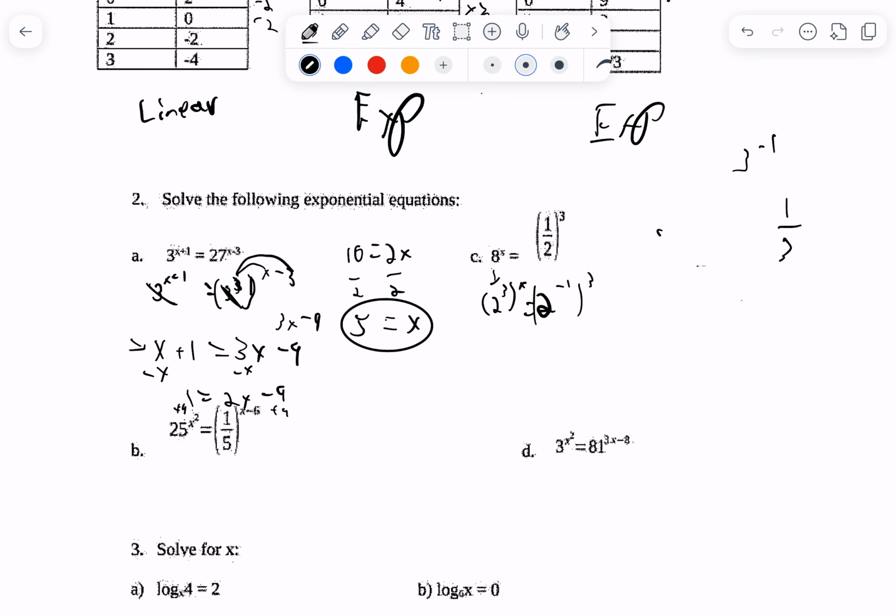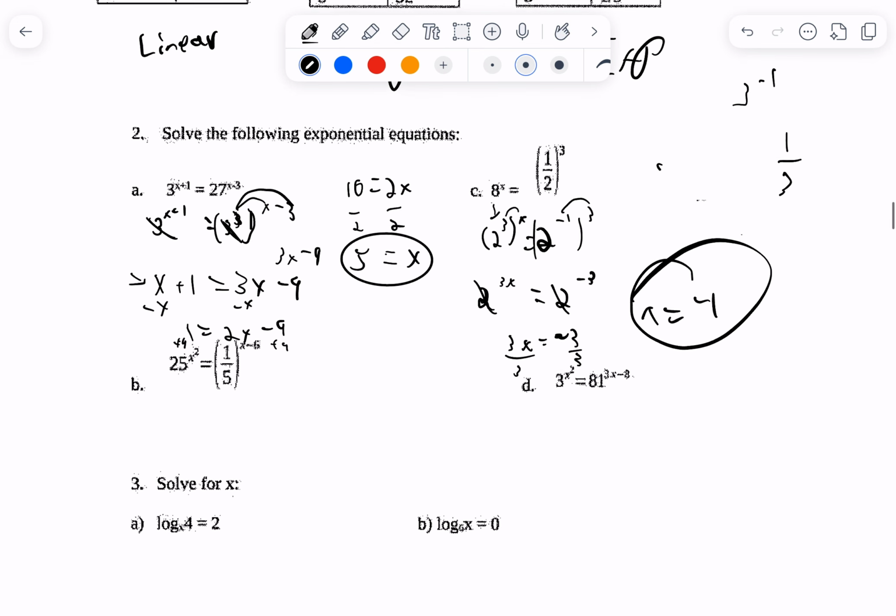So now let's multiply the outside by the exponent. So 2^(3x) equals 2^(-3). And now we can get rid of these because we don't need them anymore. They're the same number now. So 3x equals negative 3. Now we're going to get rid of this 3, so we're going to divide both sides by 3. x equals negative 1. And there's your answer.